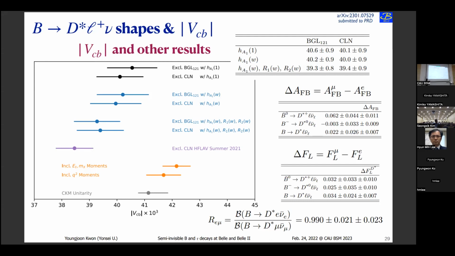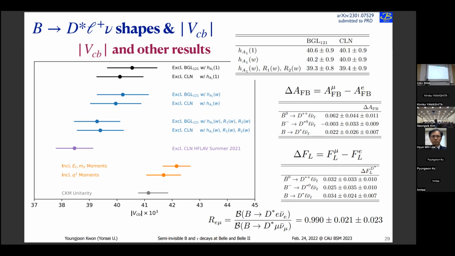And this is to be compared with the other exclusive average, the world average from the Heavy Flavor Averaging Group. Okay, so our result is consistent with the existing measurements, but toward the inclusive measurements. So taking this result alone, the tension is reduced. Okay, so that's the main message. And in this analysis, we measure some other things also, like the difference of the forward-backward asymmetry between electron and muon, a kind of lepton flavor universality test, and the difference of the longitudinal polarization fraction between muon and electron, another lepton flavor universality test.